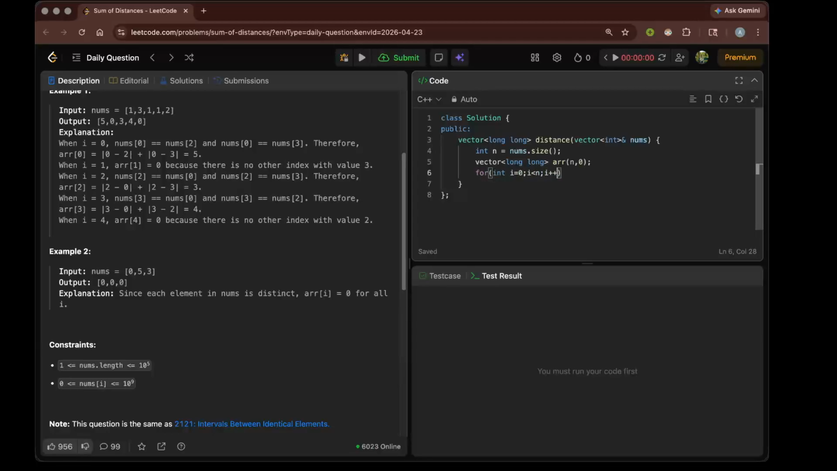What we will do is iterate over nums, and we record a map of value to indexes.